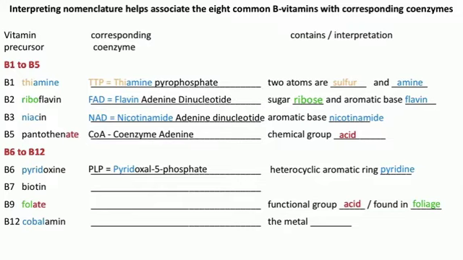And what is folate used to make? What important coenzyme? How about tetrahydrofolate, a very important vitamin. Cobalamin, again, well, the clue is it contains the metal cobalt, and again, it's just cobalamin, vitamin B12.